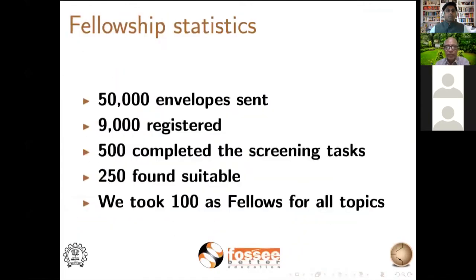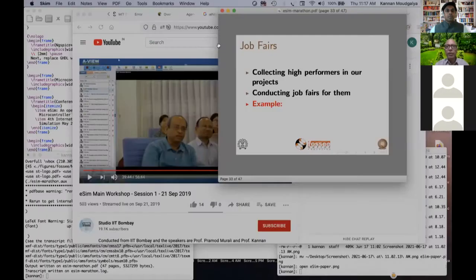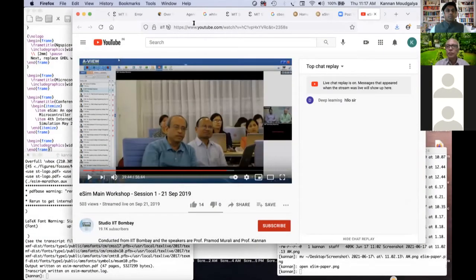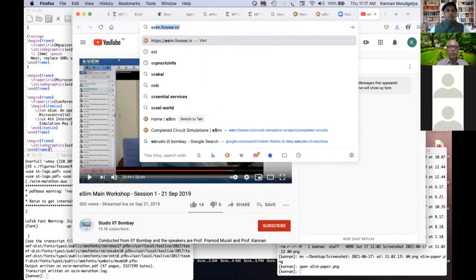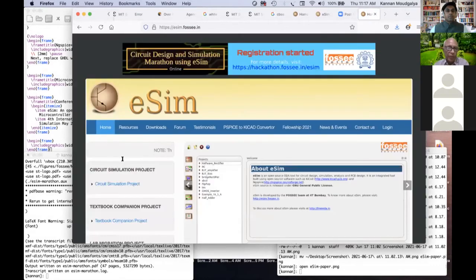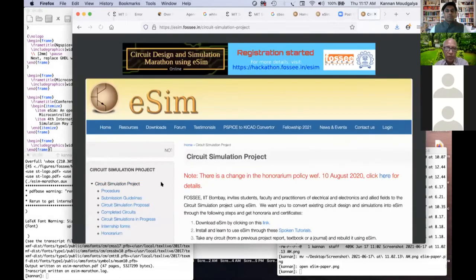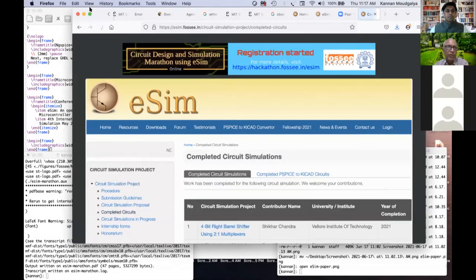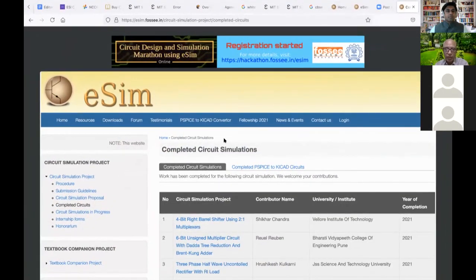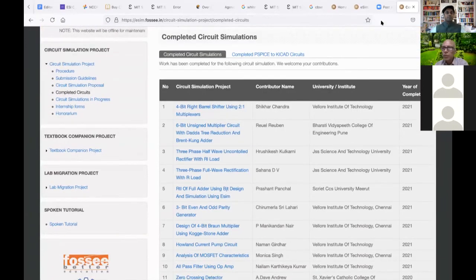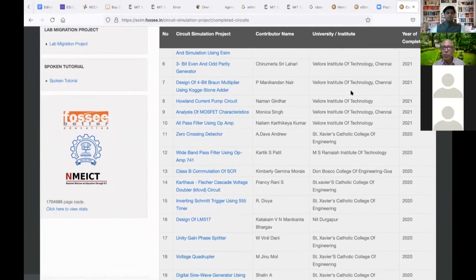No, I don't have that, but I can show that here. Let me say eSim. This is our web page, circuit simulation project. And in that, completed circuits, for example, you can see that various circuits created by students from across the country.